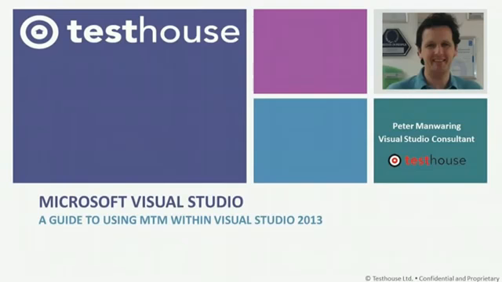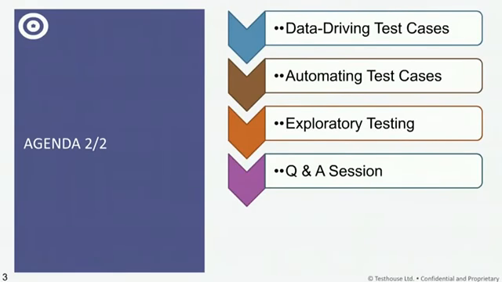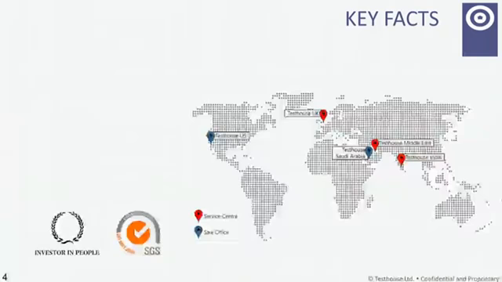So we'll move straight on with the presentation. Today's presentation is about MTM, and as I say in this slide, there are quite a few different subjects to cover. We'll be looking at manual testing in general, how to create test plans and test suites, test cases, of course, how to deal with bugs and how to verify those bugs. Also, we'll be looking at some data driving, some automation test cases, and some exploratory testing. So there's a lot of material here, so I'll be keeping a close eye on the time, and then we have some Q&A at the end.